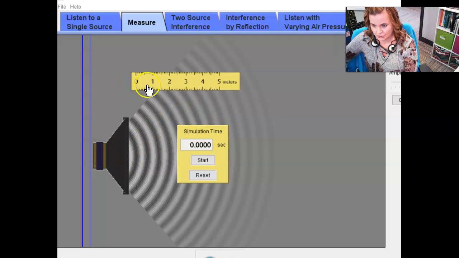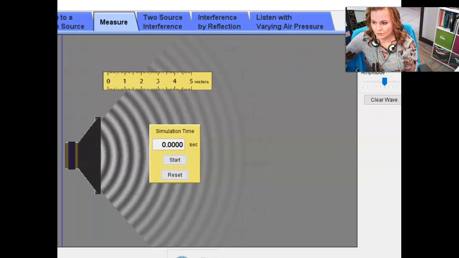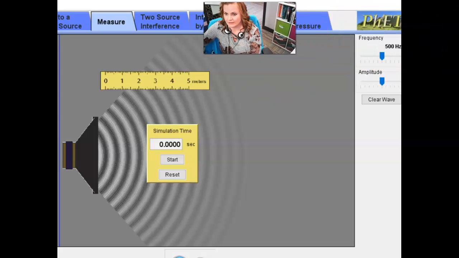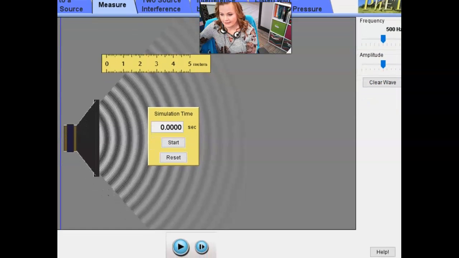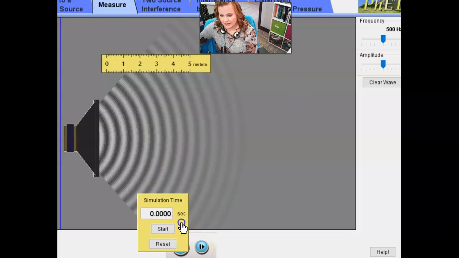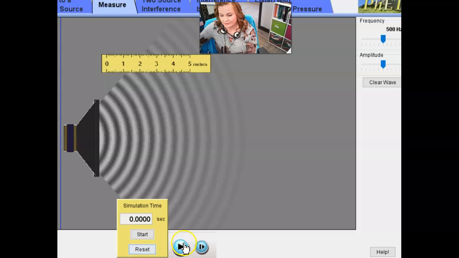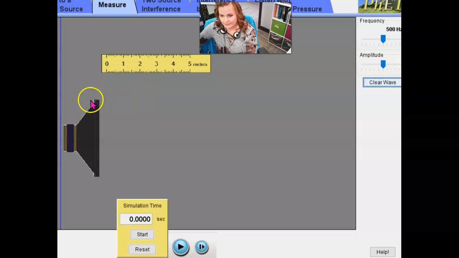You'll have a speaker. There's a ruler. I'm going to bring this over just a little bit so you can see the other part of this. You'll have this button that says clear wave, and you have a play and a pause over here too. So I'm actually going to click this and drag it down to the bottom so that it's right next to the play and pause button. It helps.